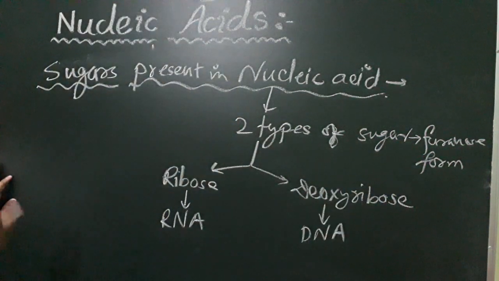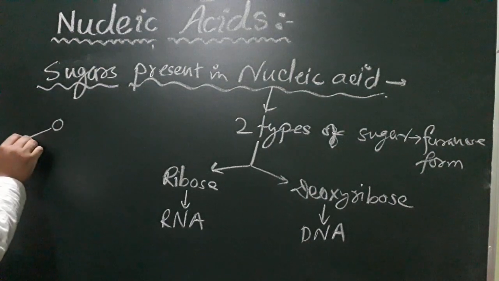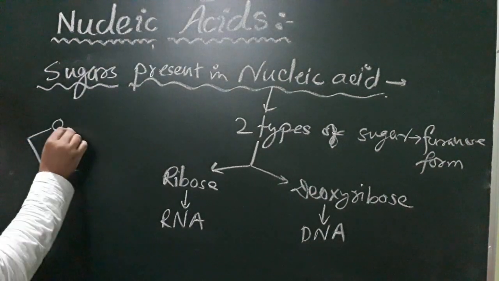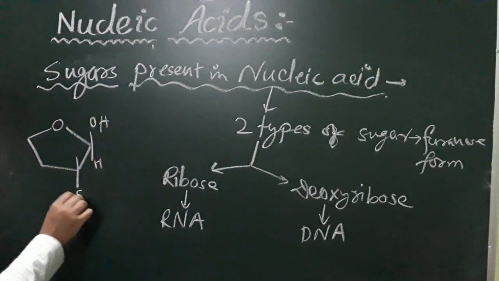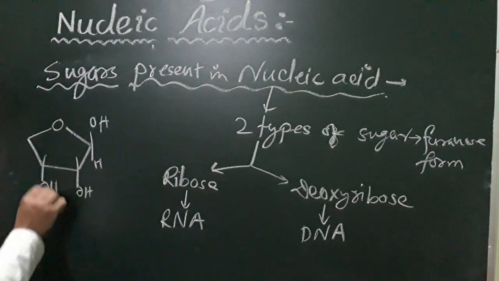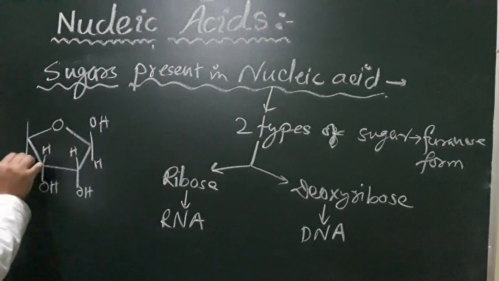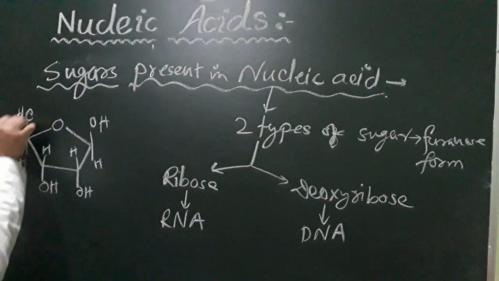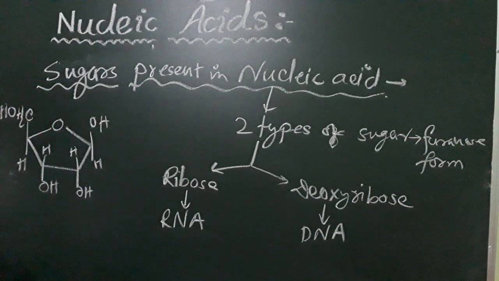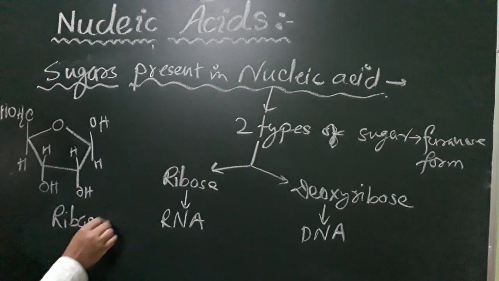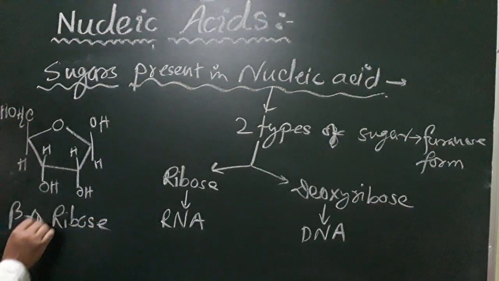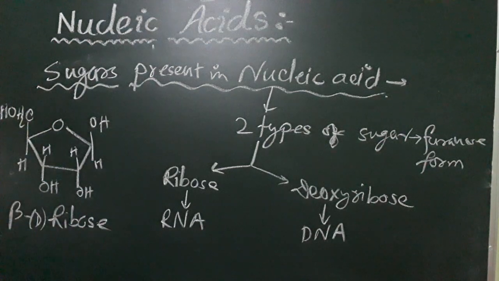Now what is the structure of ribose? Here you see, this is the structure of ribose. Here we have OH, bond H, bond OH, bond OH, H, bond H, CH2, OH. This is the structure of ribose, or you can say beta D ribose. And what is the structure of deoxyribose?